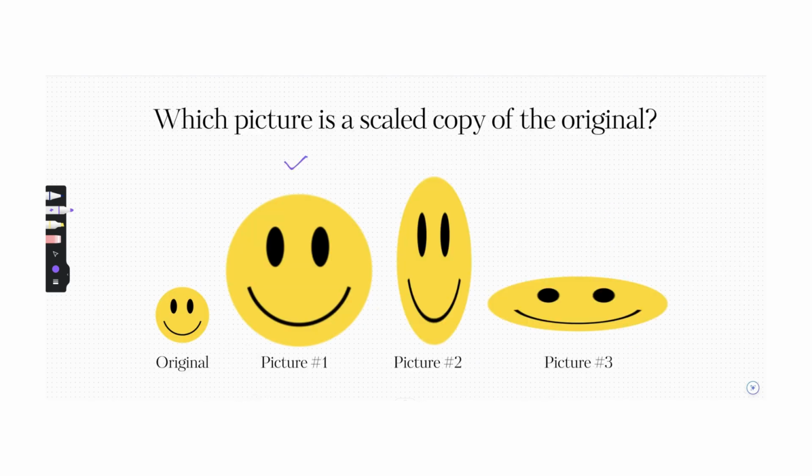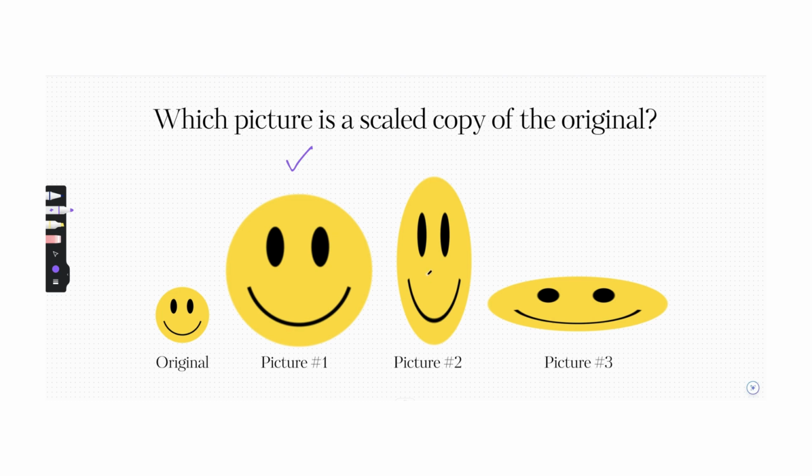Here we have four happy faces. And the question is, which of these three pictures, picture one, picture two, or picture three, is a scaled copy of the original? Can you tell which one it is? Well, the correct answer is picture number one. Picture number one is literally the same as the original, except it got larger. It's the same shape, but a different size.